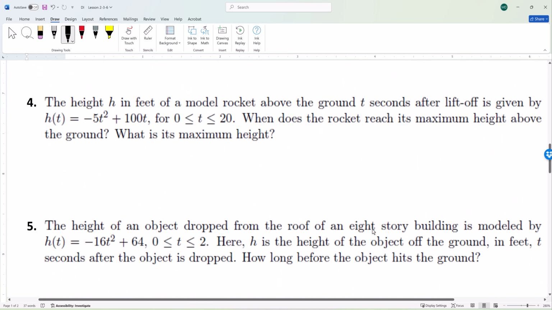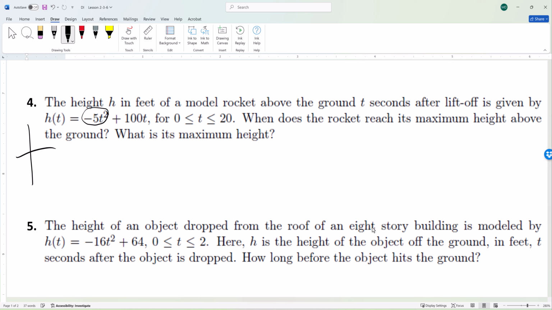Let's do another bonus one. It says the height h in feet of a model rocket above the ground t seconds after liftoff is given by this equation. Okay, again, immediately quadratic in my brain because that negative's there. I'm thinking something like this. Like immediately that's what's visualizing in my brain, and that's what should visualize yours. It says, when does the rocket reach its maximum height?